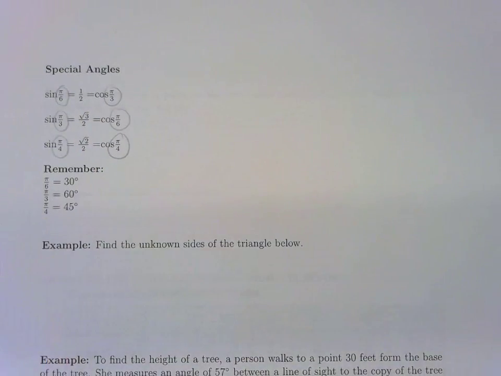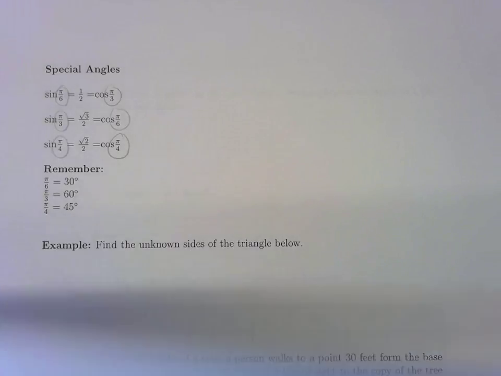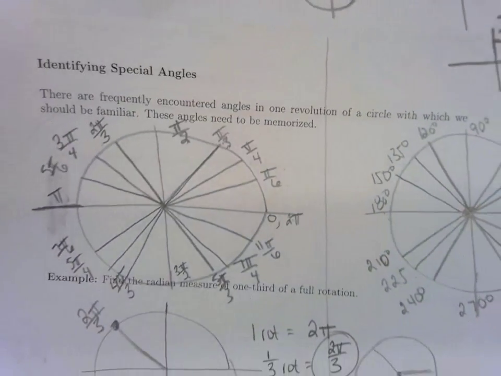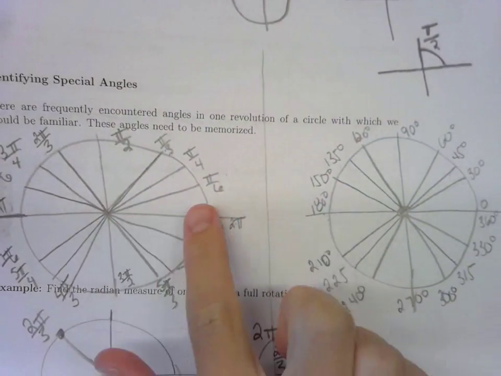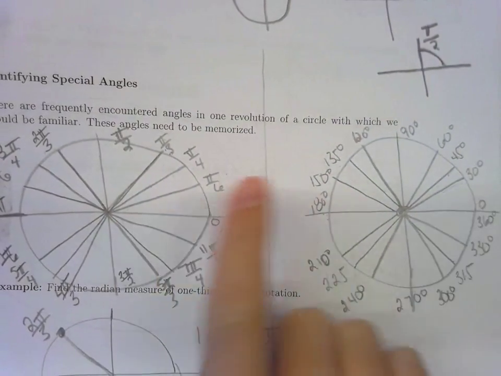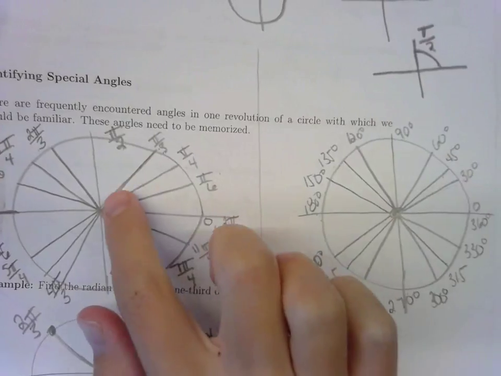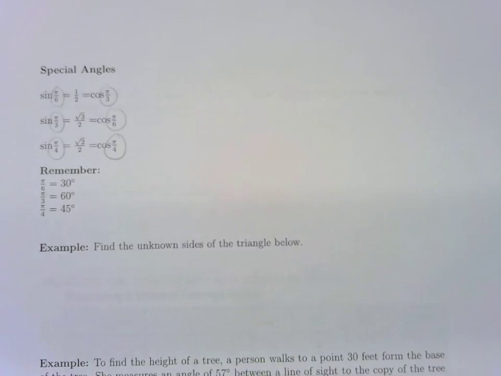Remember what these angles are. Pi over 6 is 30 degrees, pi over 3 is 60 degrees, and pi over 4 is 45 degrees. Remember we went from the unit circle, or we actually didn't define it as the unit circle, we just have the angles here. So pi over 6 is the same as 30, pi over 4 is the same as 45, and pi over 3 is the same as 60.